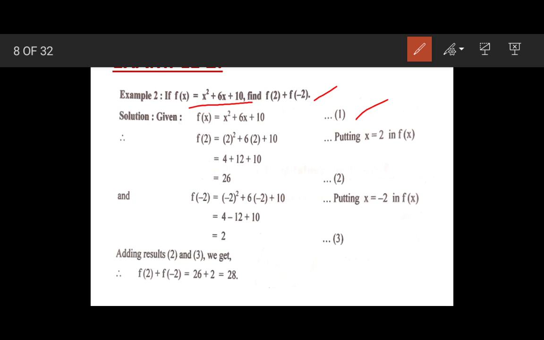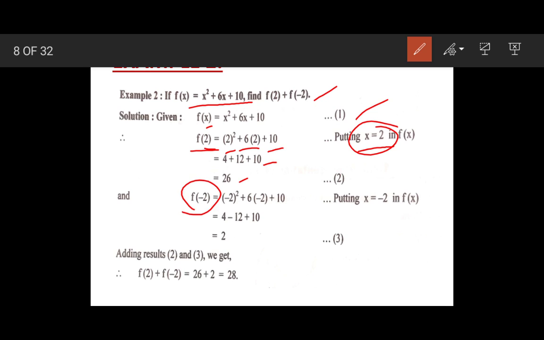So f of 2 will be, in place of x, what we have to substitute? We have to substitute 2, right? So x will be 2. So f of 2, in place of x I am putting 2, that is equal to 2 square plus 6 into 2 plus 10, right? So that will be 4 plus 12 plus 10. So that is equal to 26.